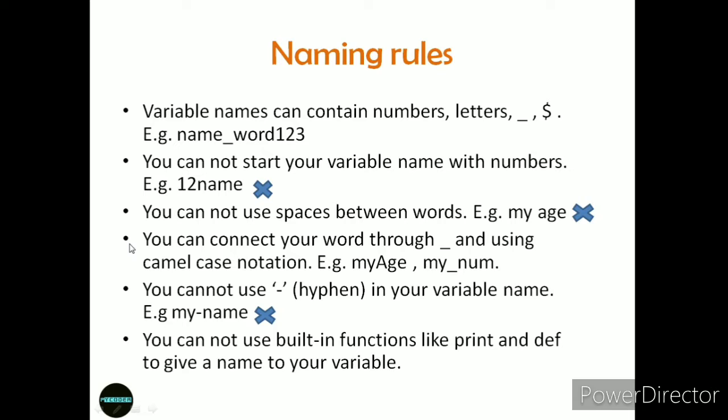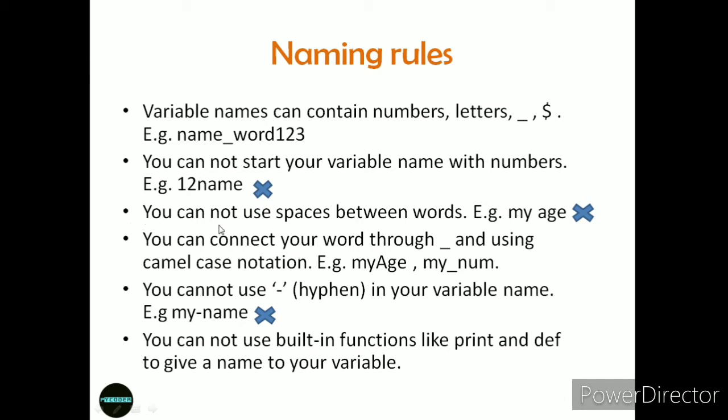Well, there are mainly 6 naming rules that you have to follow while giving a proper name to your variable. The first rule says that variable names can contain numbers, letters, underscore sign and dollar sign. For example, name_word123 is the proper way because it contains some words, underscore and also numbers. The second rule is that you cannot start your variable name with numbers. Example: 12name, because it will throw you an error.